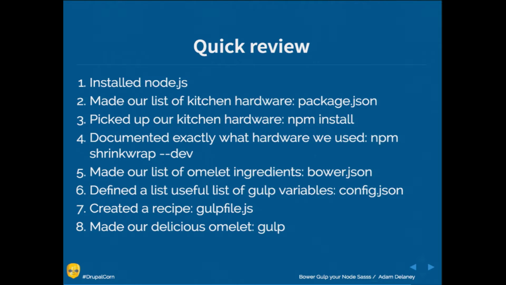So a quick review, we installed Node.js. We made a list of our kitchen hardware. That was our Package.json file. We picked up our kitchen hardware by running npm install. We documented exactly what hardware we used by running npm shrinkwrap --dev. We made a list of our omelet ingredients using our bower.json file. We defined a list of useful Gulp variables, and I couldn't really come up with a metaphor for this, so we're just calling this config.json. We created a kind of recipe file, and that's our Gulpfile.js, and then we made our delicious omelet by running Gulp.